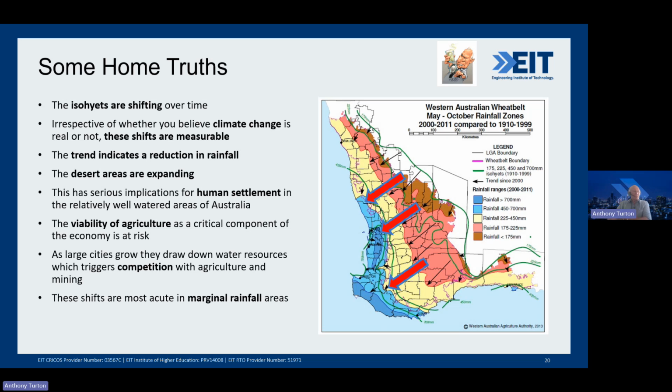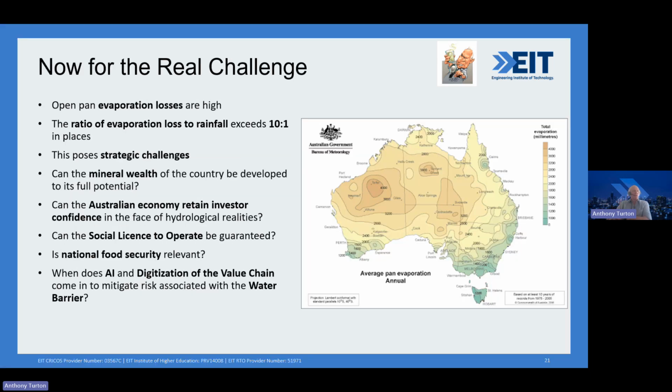We start seeing competition between agriculture and mining. We've got different examples of that in different parts of the world. And these effects are typically amplified in the marginal areas of rainfall.